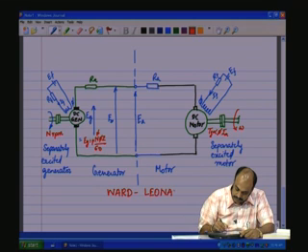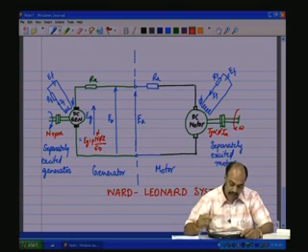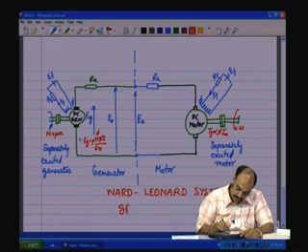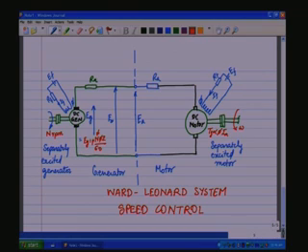Ward-Leonard system. This is called the Ward-Leonard speed control system. This is for speed control. This is a very rugged and useful method of controlling the speed of the DC motor, especially in high power systems.